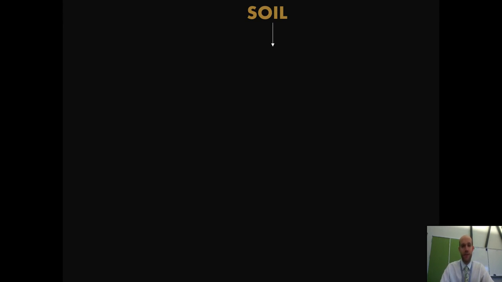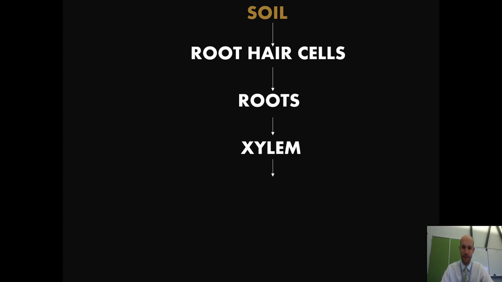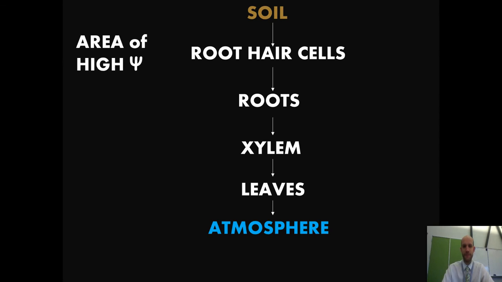So transpiration starts off with water in the soil being transferred through root hair cells into roots, then up xylem vessels through the stem to the leaves, and then out into the atmosphere. By far the majority of water that a plant takes up goes all the way through the plant and out into the atmosphere. Only a small amount will be used in photosynthesis. Soil has a very high water potential compared to the atmosphere. And each of these things, in turn, has a lower water potential than the one before it. So we get movement of water from the soil to the atmosphere.